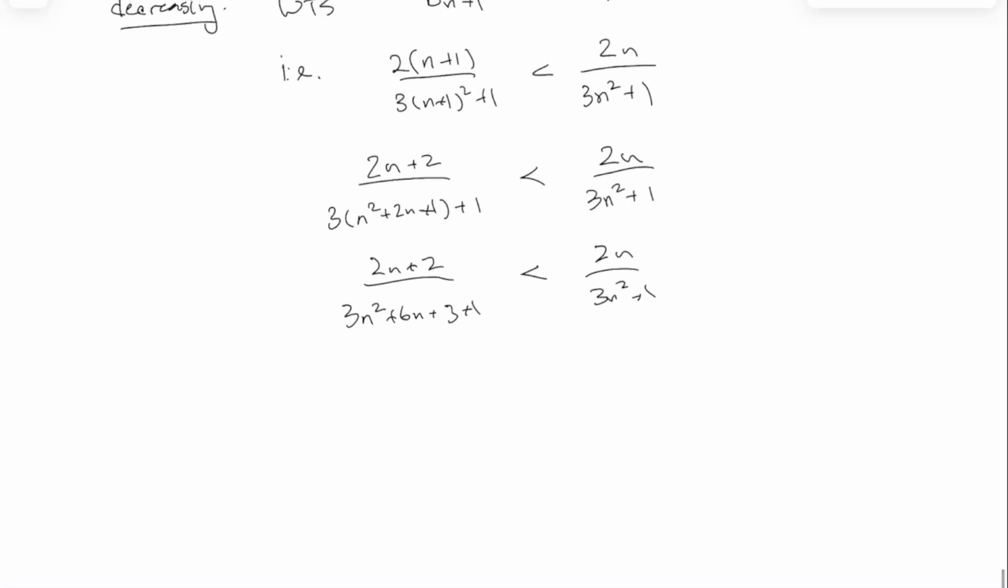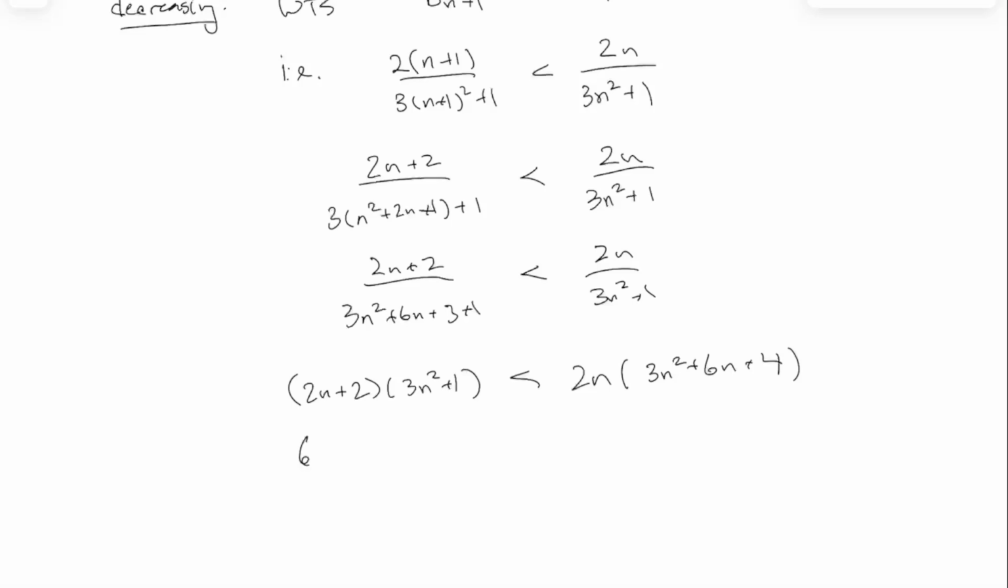Now I'm going to multiply across the denominators. So the left side will say 2n plus 2 times 3n squared plus 1. That's the denominator that used to be on the right. And then on the other side, 2n times the denominator on the left, 3n squared plus 6n plus 4. I added 3 plus 1 is 4. All right. Finally, do the FOILs and distribute on the right side.